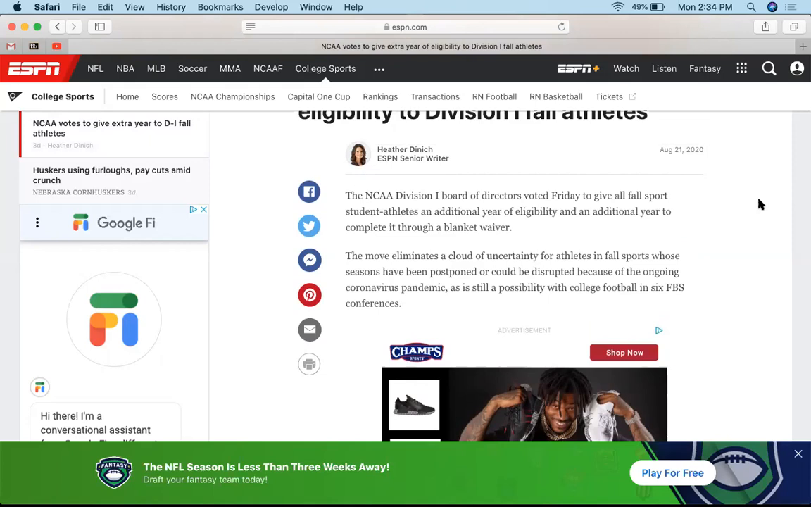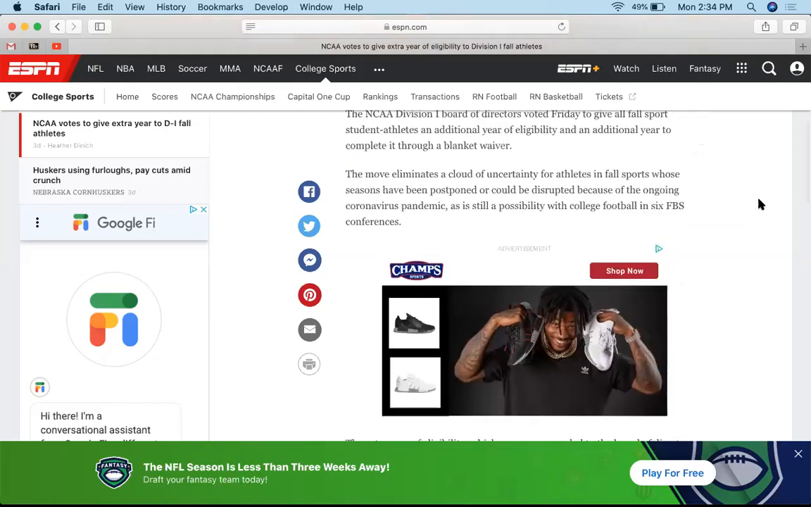They pretty much started the article with just the NCAA Division One board of directors voted Friday to give all fall student athletes an additional year of eligibility and an additional year to complete it through a blanket waiver. So first of all, people take eligibility really seriously, and if that's all the time you got to prove that you can play at the next level, everybody takes eligibility very seriously. So for them to start off the article like that, it was very eye catching and eye grabbing. That's the way to lead, so that we can get the right information about what's gonna go forward because of COVID-19.